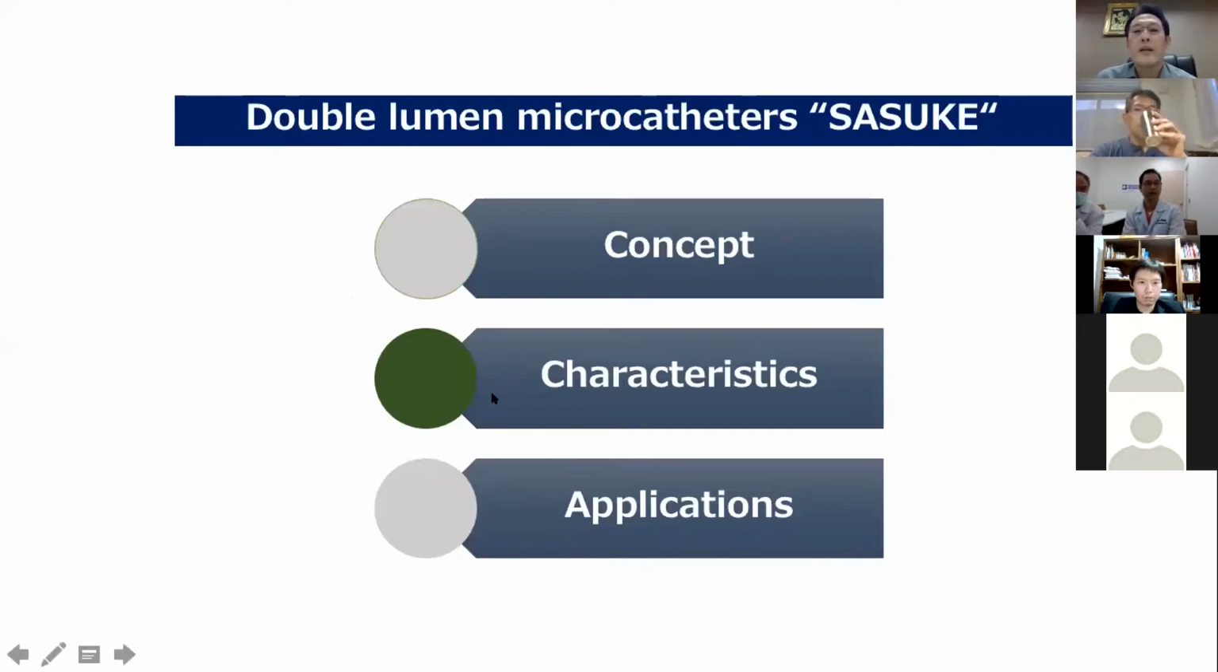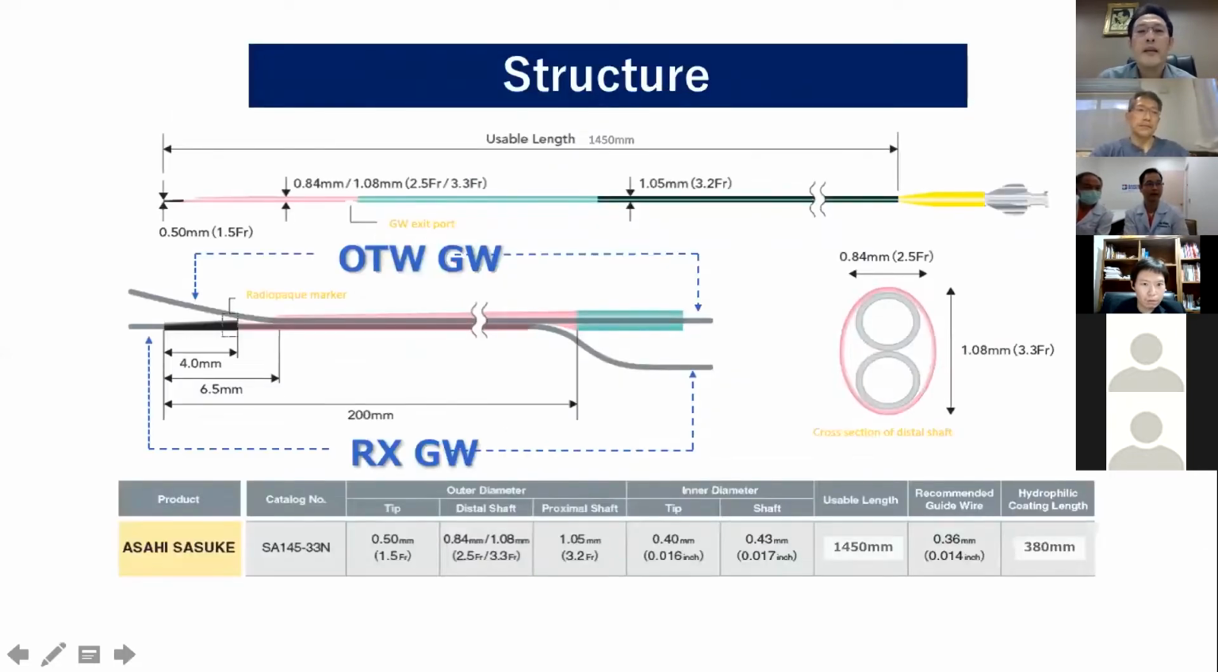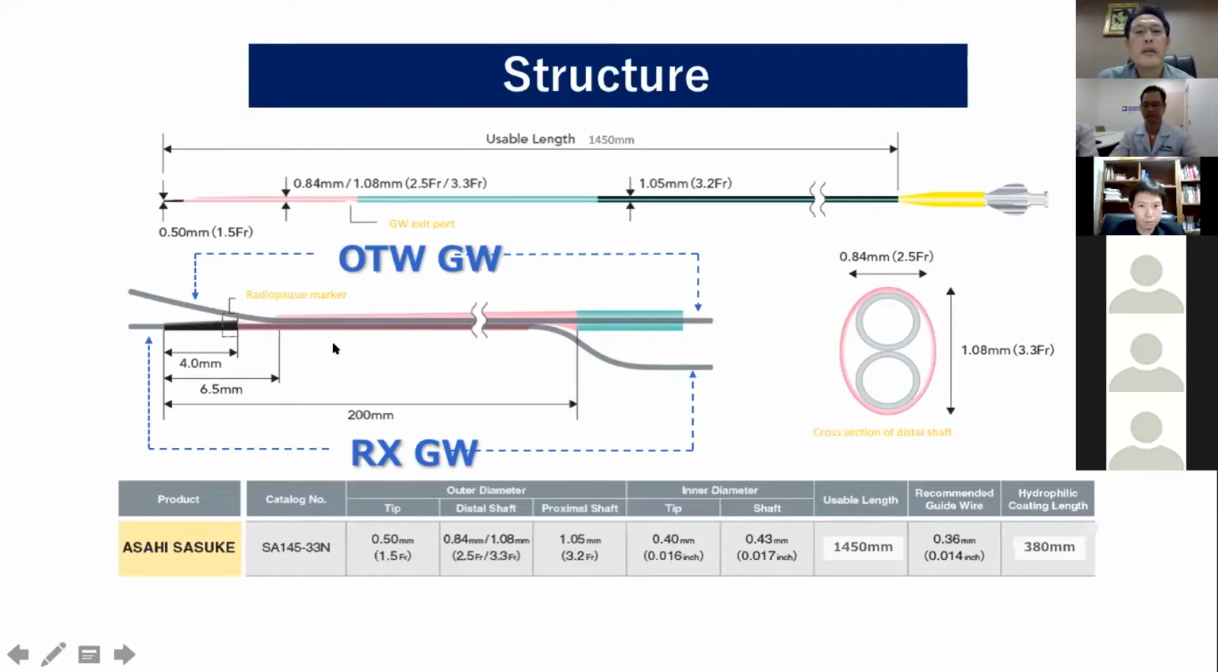And the next topic is the characteristics of the Sasuke. The Sasuke has two lumens. One is a rapid exchange port, this from the tip up to here. And the second is the exit point of the OTW port, from this to the proximal hub like this. So the distance from the tip of the Sasuke to the OTW exit point is about 6.5 millimeter.